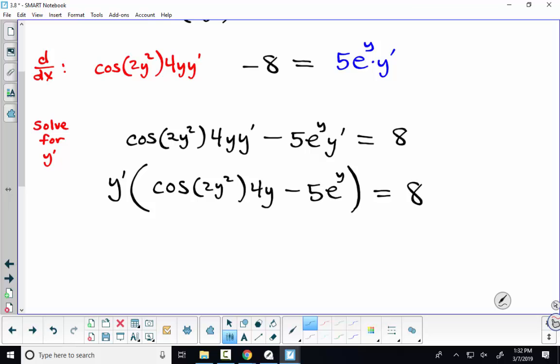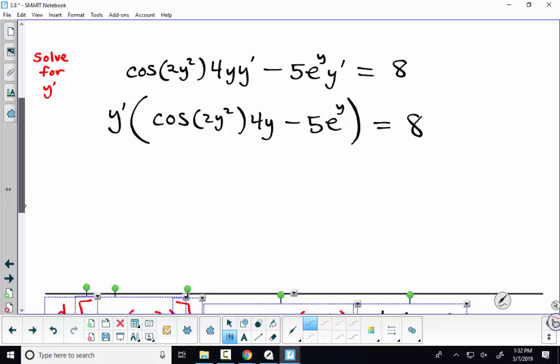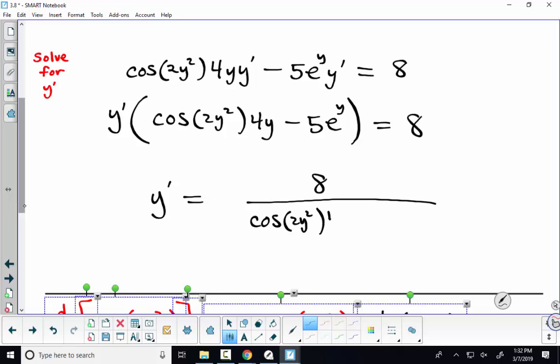Granted, the functions aren't as complex, but just divide by that quantity. So the derivative is 8 over cosine of 2y squared times 4y minus 5e to the y.